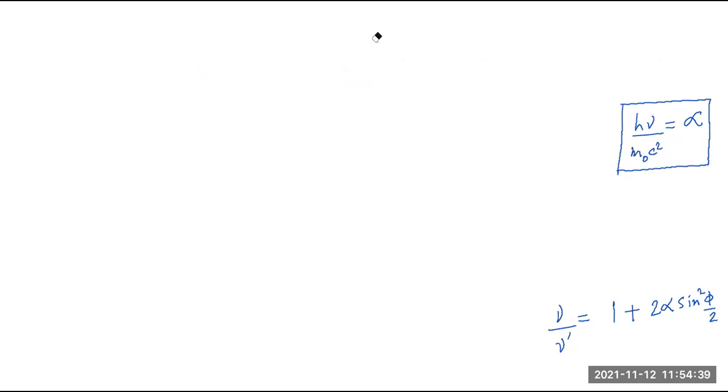So nu prime is equal to nu divided by 1 plus 2 alpha sine square phi by 2. Is it okay to everybody? Yes, sir. Okay, so let's do one thing. What is the maximum kinetic energy?